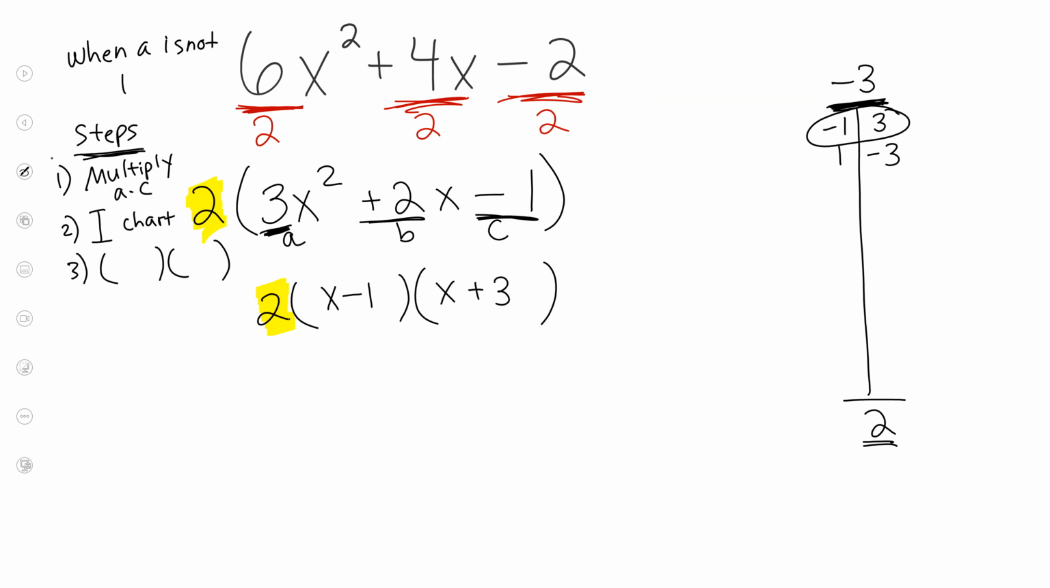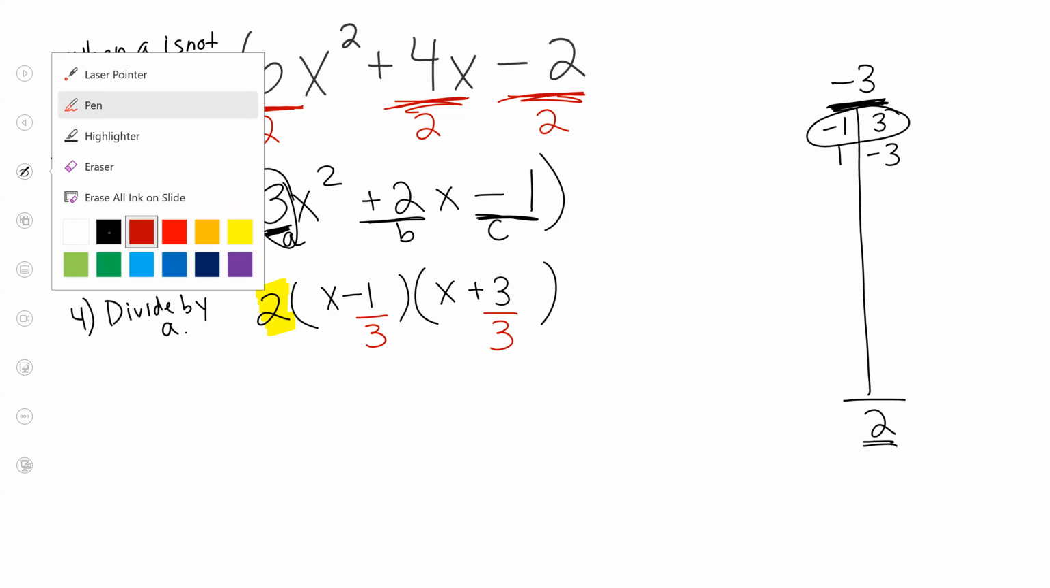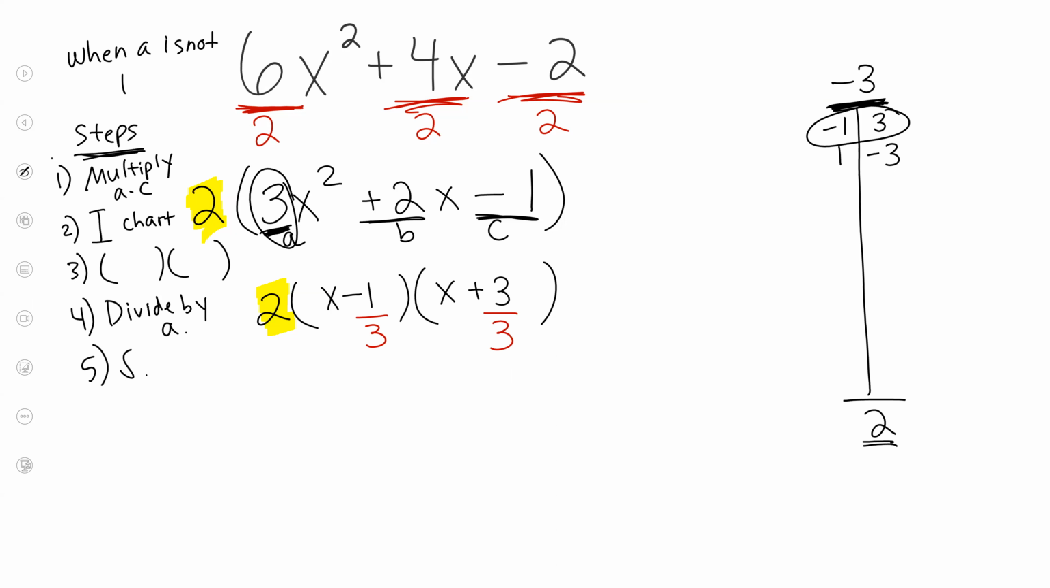Okay, now our next step, once we do our parentheses, is to divide by the a value. Now, my a value was 3. So I'm going to divide both of my numbers by 3. The next step is to simplify. Okay, so 1/3 is already simplified, so this can stay the same.